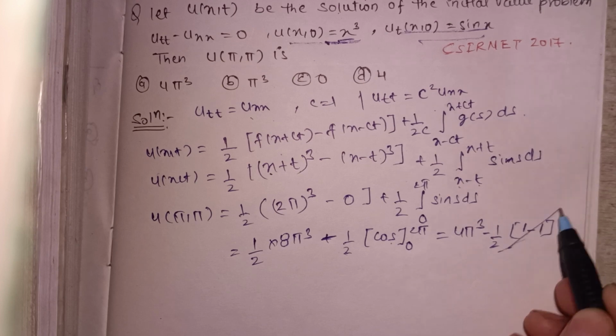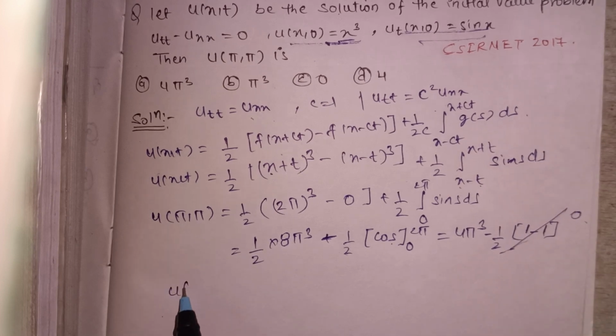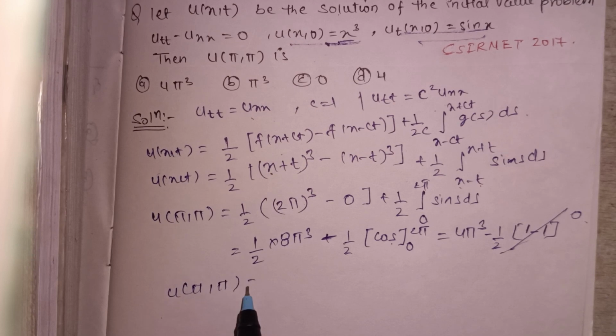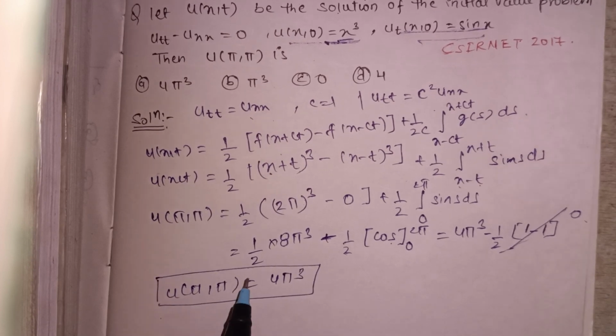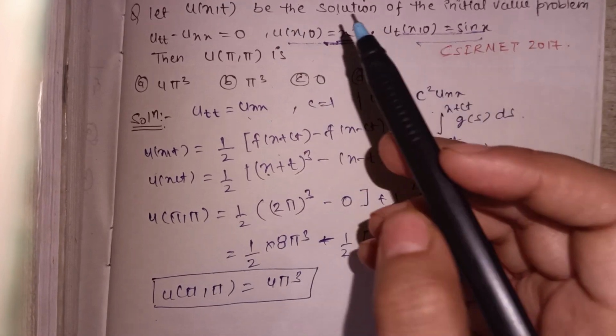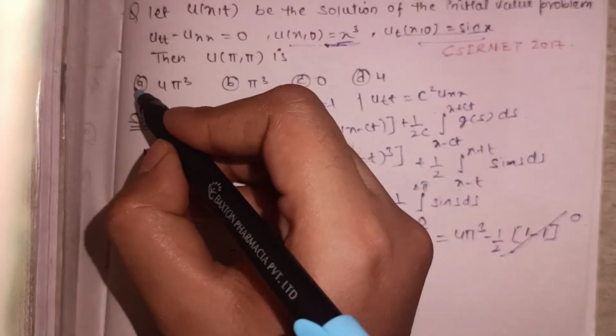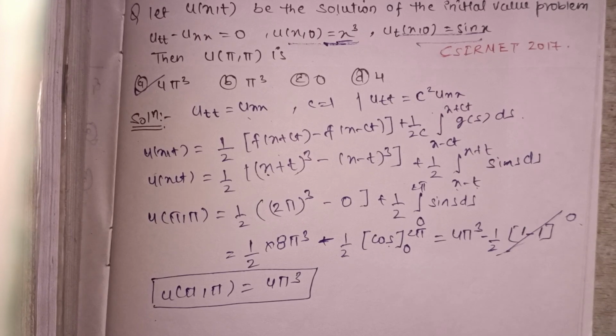So this quantity becomes what? 0. So our final answer u(pi, pi) is equals to 4 pi cube. So this is the solution of this wave equation. So our option A is correct. This is the solution of the required question.